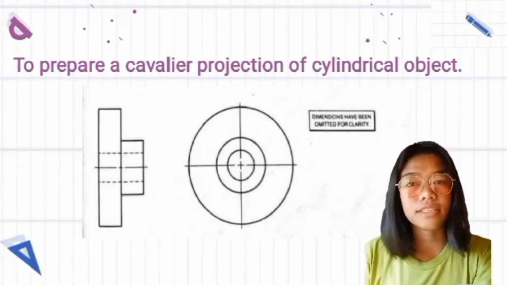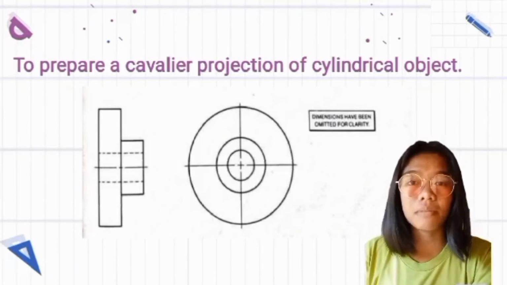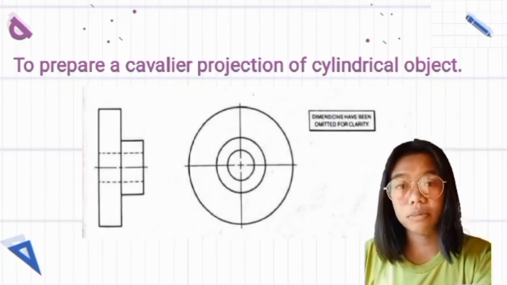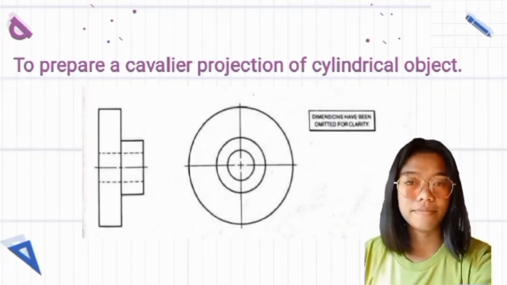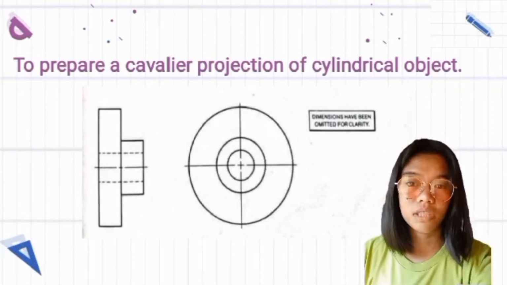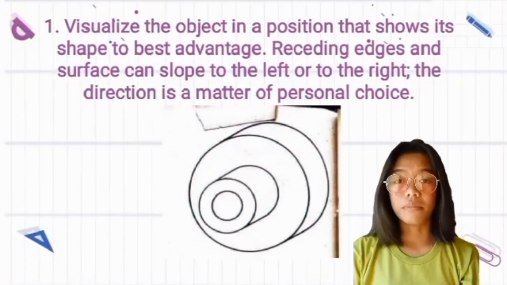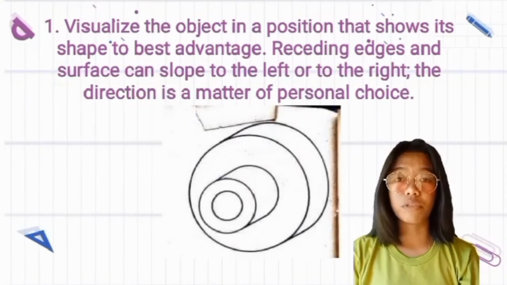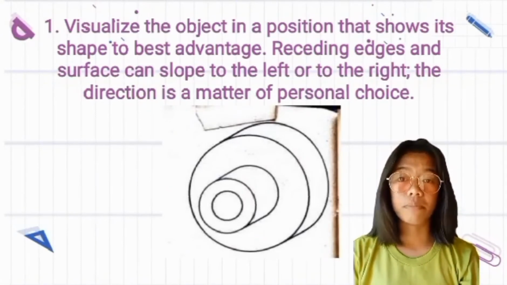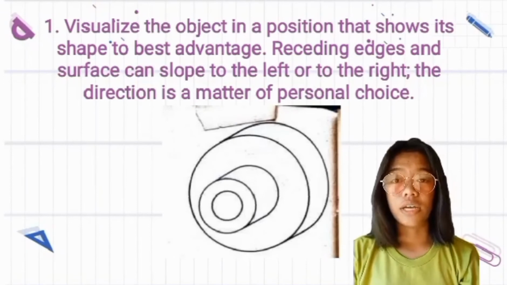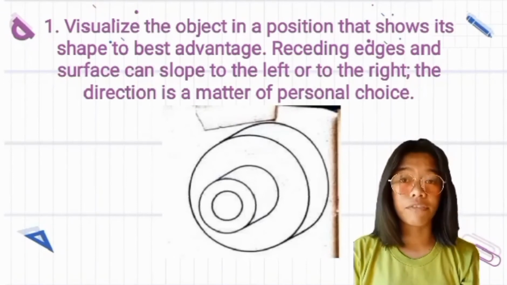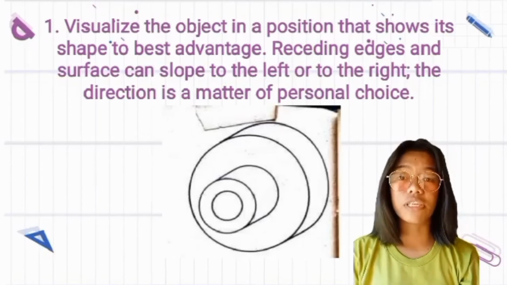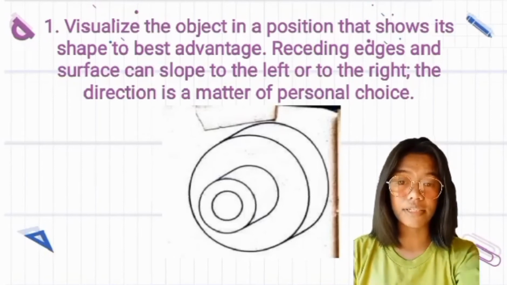Then next is to prepare an oblique projection of cylindrical object. Ang cylindrical object naman ang itatakal ko kung ano yung bawat step niya. First step, visualize the object in position that shows its shape to best advantage. Receding edges and surfaces can slope to the left or to the right. The direction is matter of personal choice.